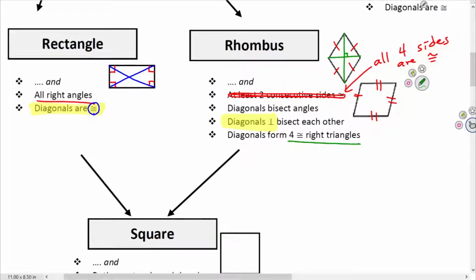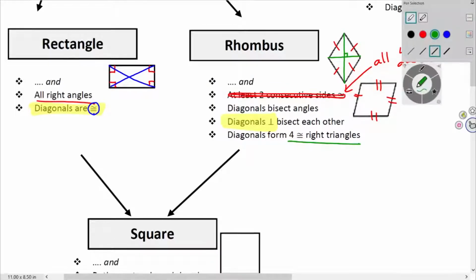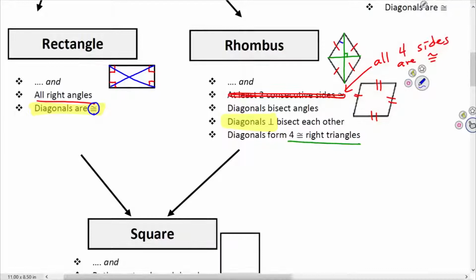If you know the diagonals are perpendicular, what you also get is four congruent right triangles. And that also gives you things like the angles are being bisected, they're being cut in half. Those are rhombuses. Again, all rhombuses are parallelograms, but not all parallelograms are rhombuses, or rhombi. Both are correct for the plural of rhombus.